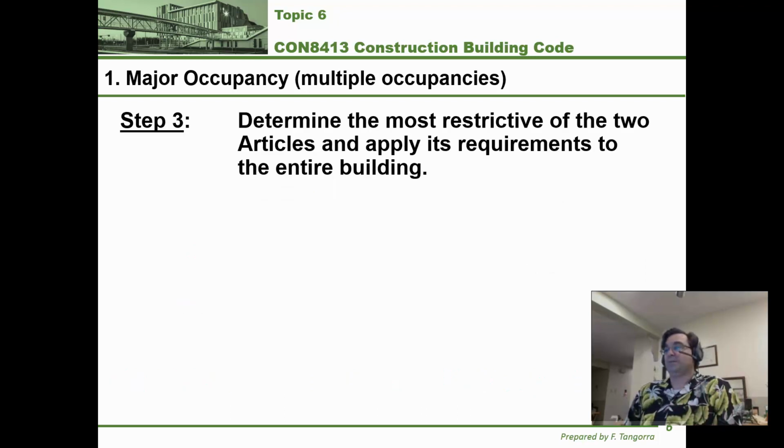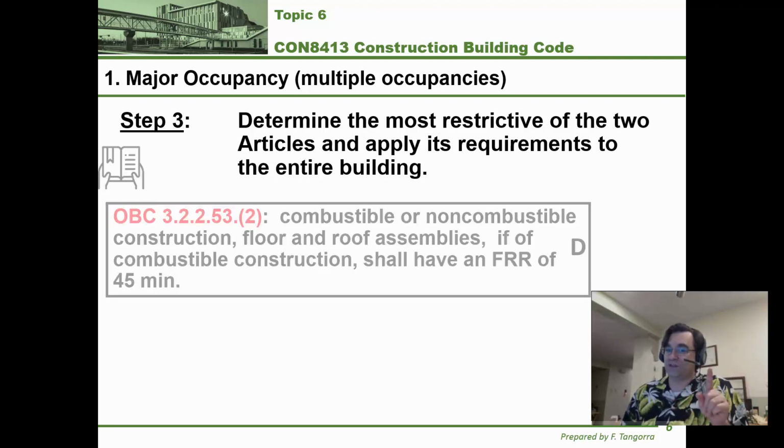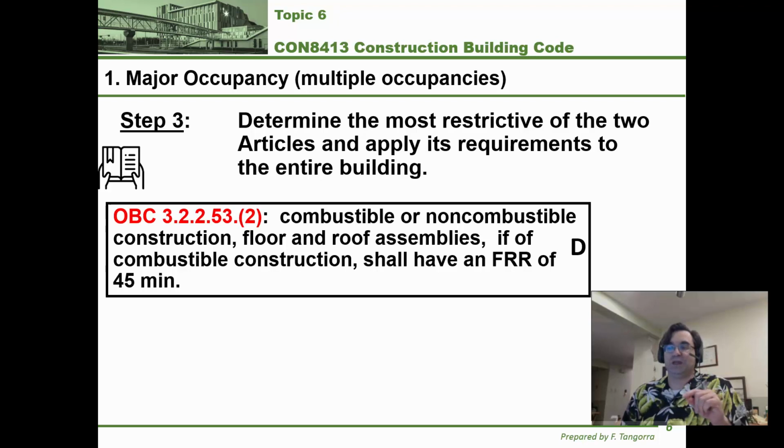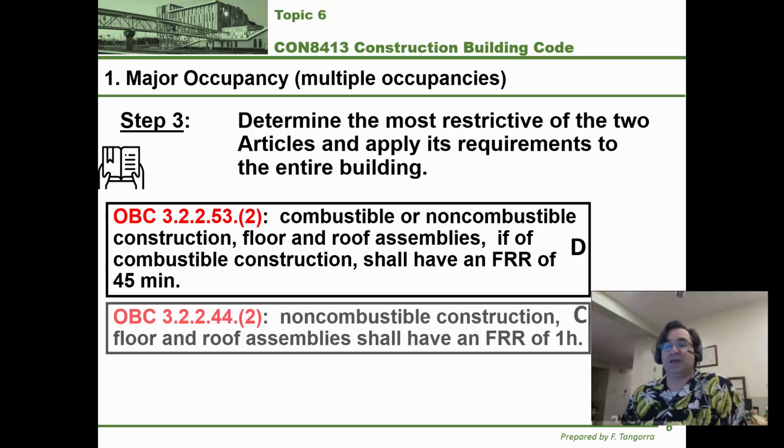What do we do with them? Well, that's where we put it together. Out of these 2 articles, we have to pick the most restrictive. So the one for D occupancies, 3.2.2.53, says combustible or non-combustible construction, and that the fire resistance rating is 45 minutes.